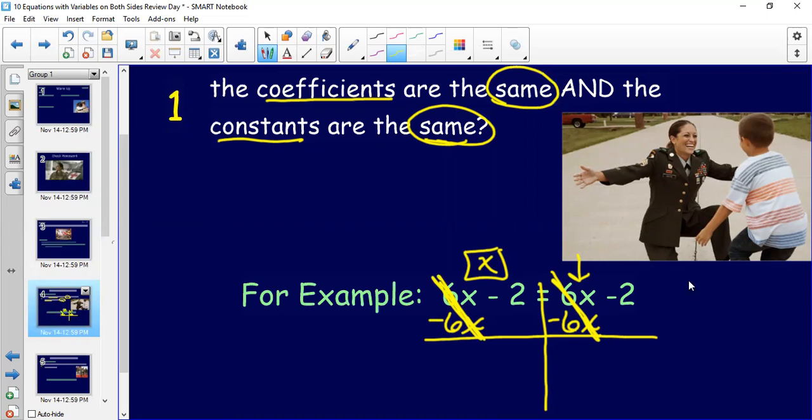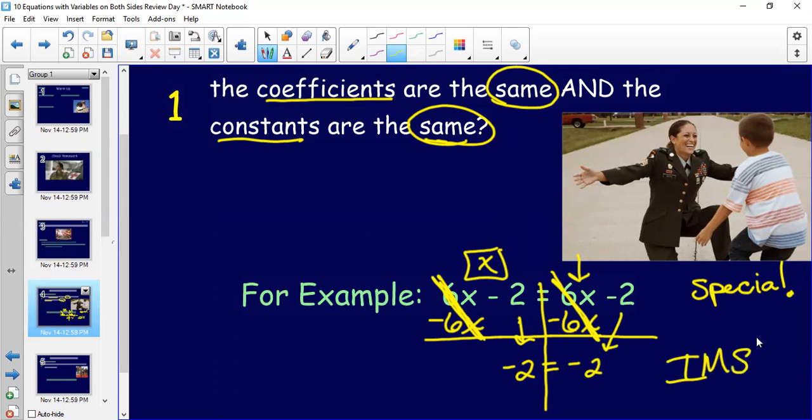Anytime they cancel out on both sides, we have a special equation. In other words, it's going to be infinitely many solutions or no solution, and it all depends on your constants. So let's bring your constants down. We have -2 equals -2. All right, I think you all would agree that -2 does equal -2. So in the end, if you're left with a true statement, our answer is infinitely many solutions.